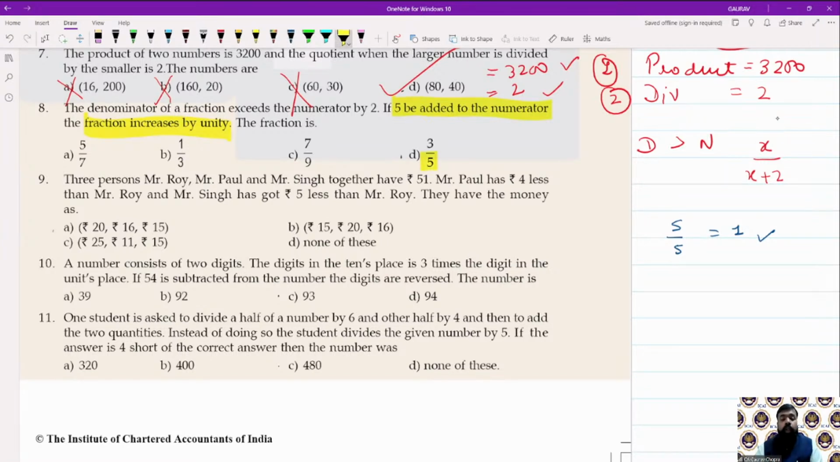ऑप्शन नंबर डी का. Now you can check the difference between these two is of 2. Denominator exceeds numerator by 2. And if we add 5 in the numerator, so 3 plus 5 upon 5, the overall number will exceed by unity. So अभी रिजल्ट आ रहा है 1.6 and पहले 3 by 5 कितना था? 0.6. So the result is increased by unity. So therefore option number D is correct. तो सिंपल शॉर्टकट क्या है? जिसका डिनोमिनेटर 5 है वही आपका आंसर है. Okay.